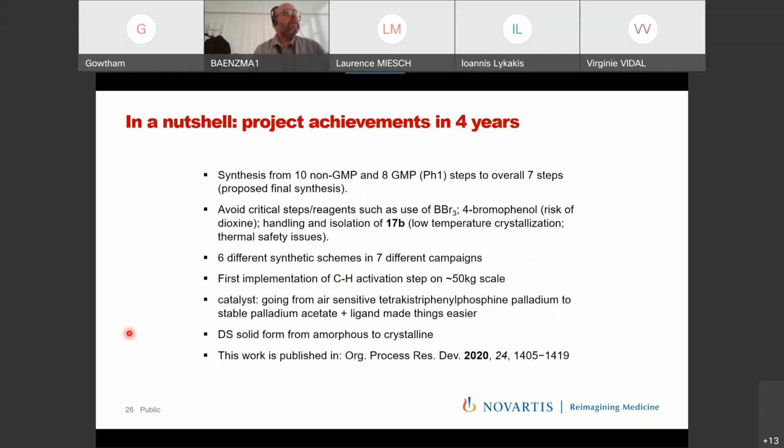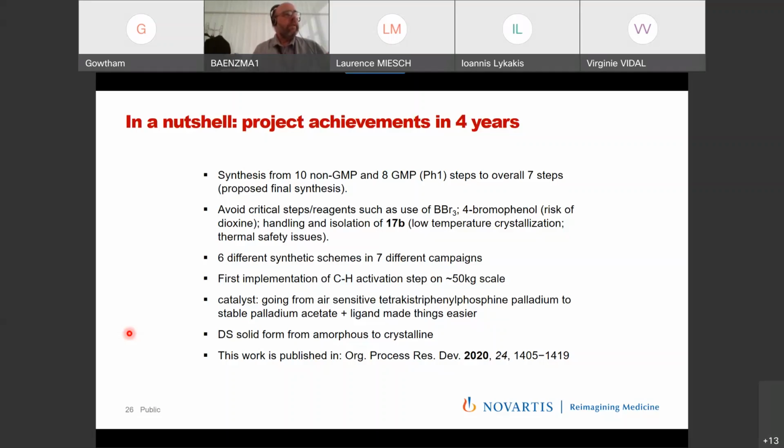In a nutshell, the project achievements in 4 years. So the synthesis from 10 non-GMP and 8 GMP steps, the phase 1 steps could be reduced to overall 7 steps. We could avoid critical reactions like PBr3 for bromophenol, and this intermediate boronate ester with a low temperature melting point, low temperature crystallization, and thermal safety issues.